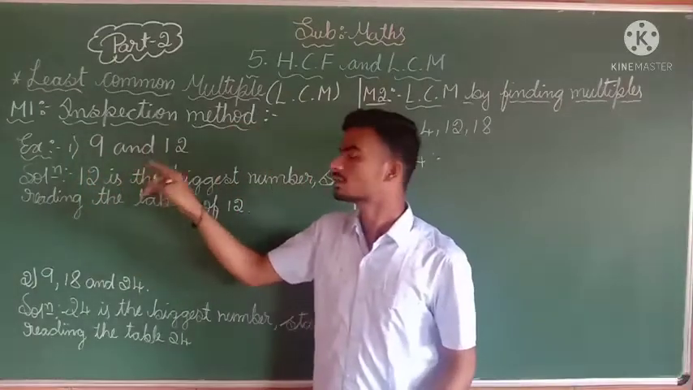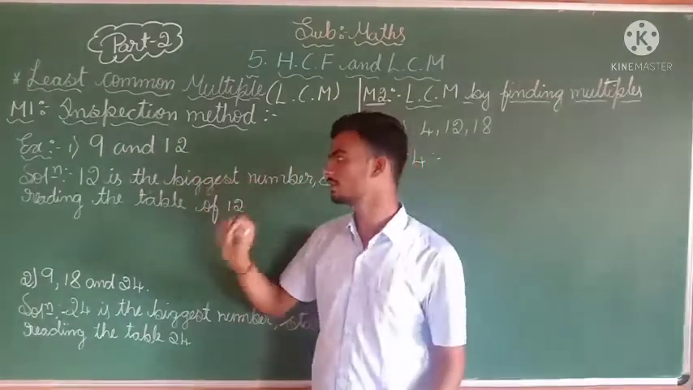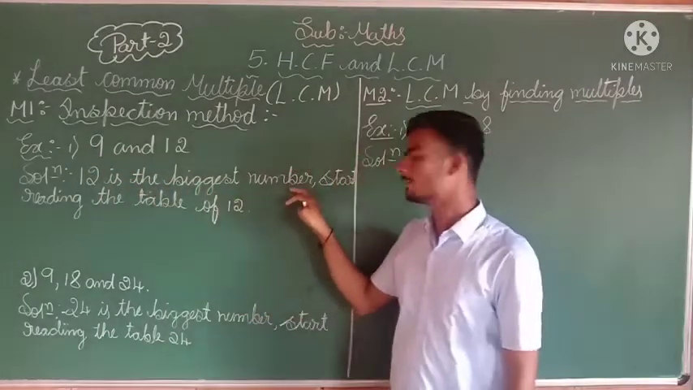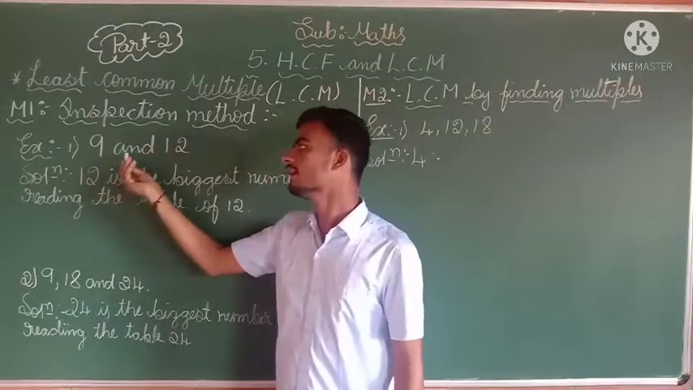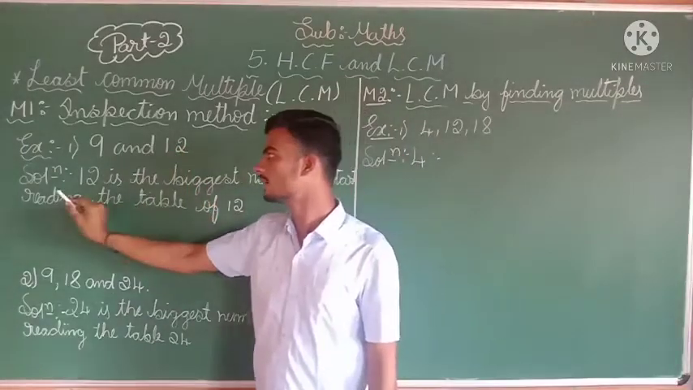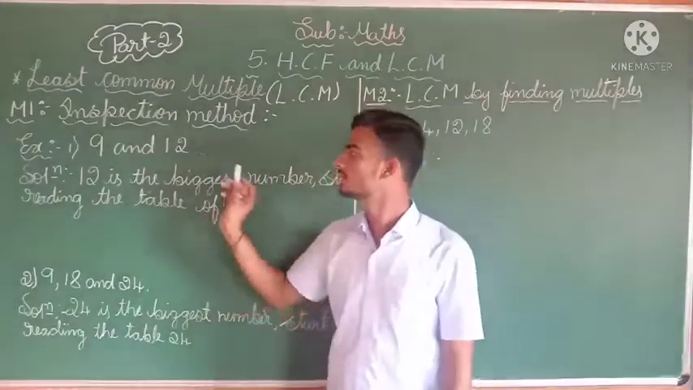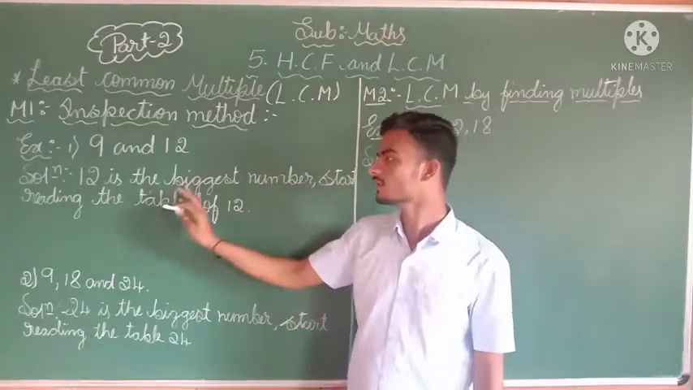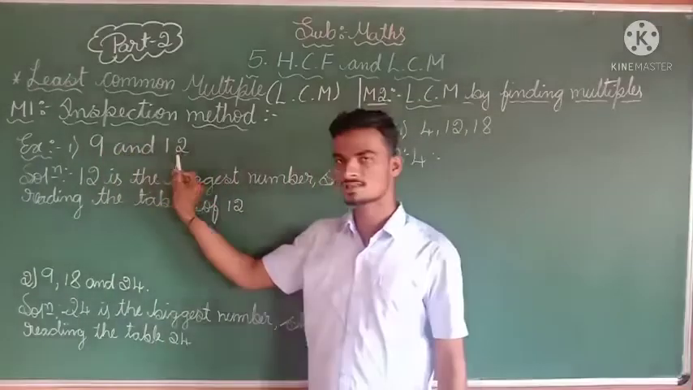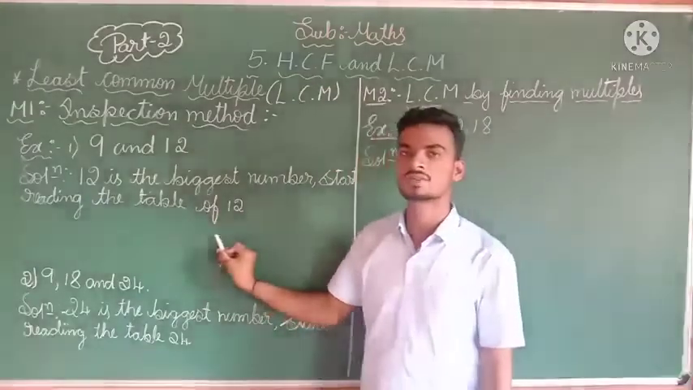Before starting this, you have to know which table we want to start with. Solution: 12 is the biggest number. In 9 and 12, which is the biggest number? 12 is the biggest number. So first we have to write that 12 is the biggest number. Start reading the table of 12.